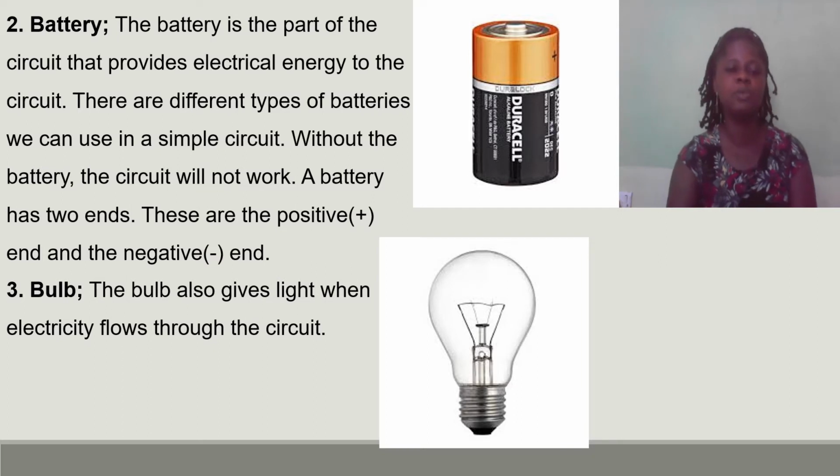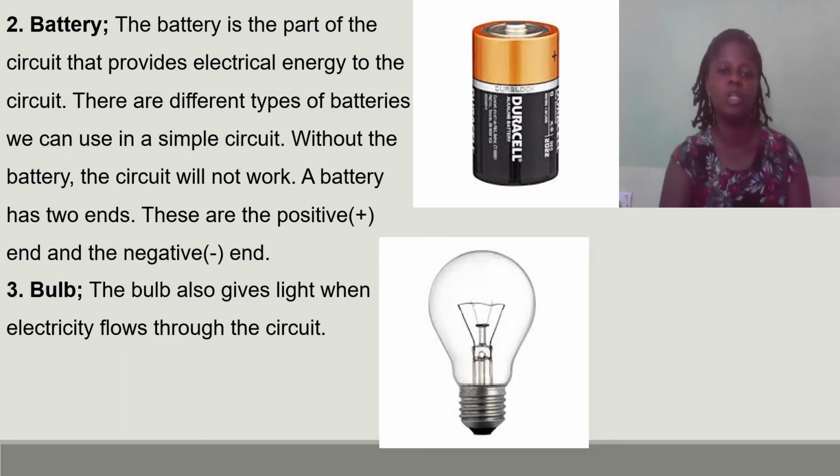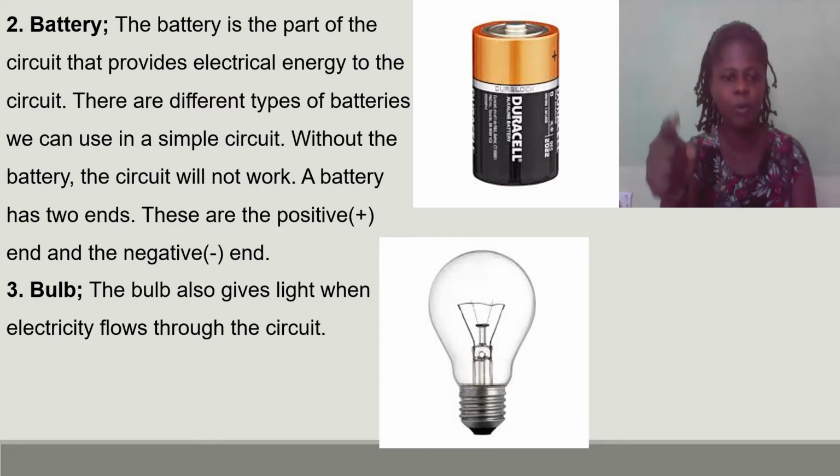Another one is the battery and bulb. The battery is the part of the circuit that provides electrical energy to the circuit. The bulb gives light when the current flows through the circuit.